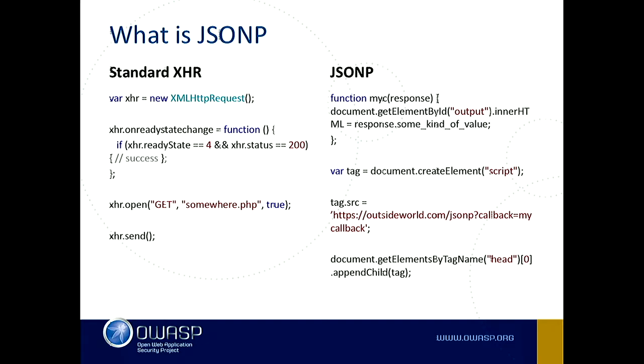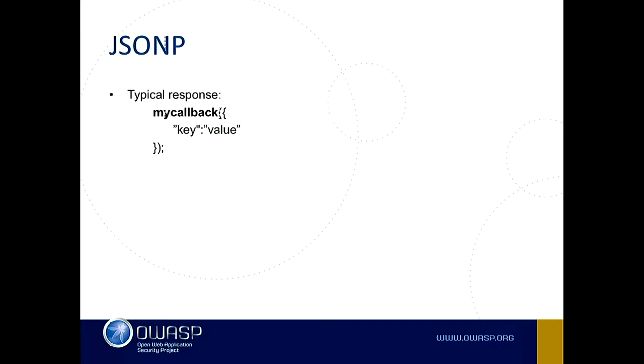When you want to call a JSONP endpoint, you dynamically create a script element on the current DOM, and you set the source to be the outside world URL in this example, and you specify a callback parameter. You put this in your DOM, and the response will typically look something like this. My callback will refer to the same value you specified in the original callback parameter, and the data will be part of the function call.